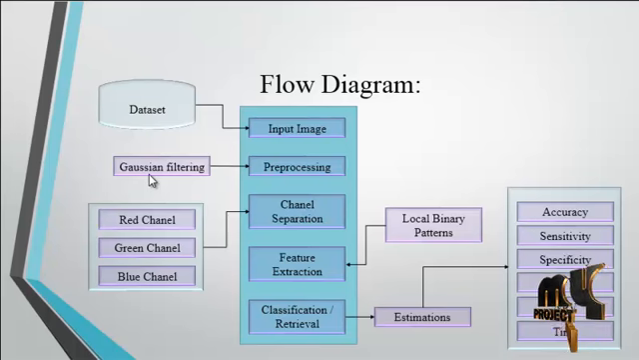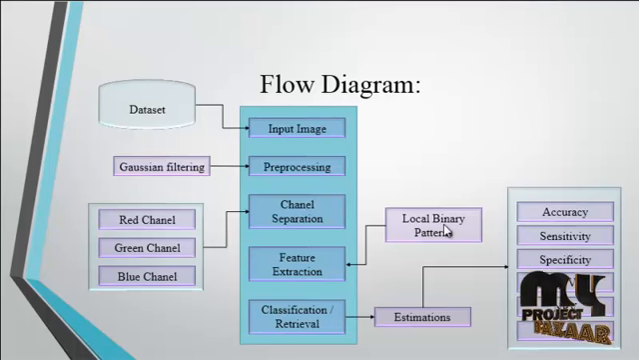After the filtering is applied, the channel separation is carried out. The input image is a color image, so the color image consists of three bands. The first band is the red channel, the second band is the green channel, and the third band is the blue channel. After segregating each band from the image, the feature extraction is carried out. The feature extraction is done by using the local binary patterns, that is known as the LBP.